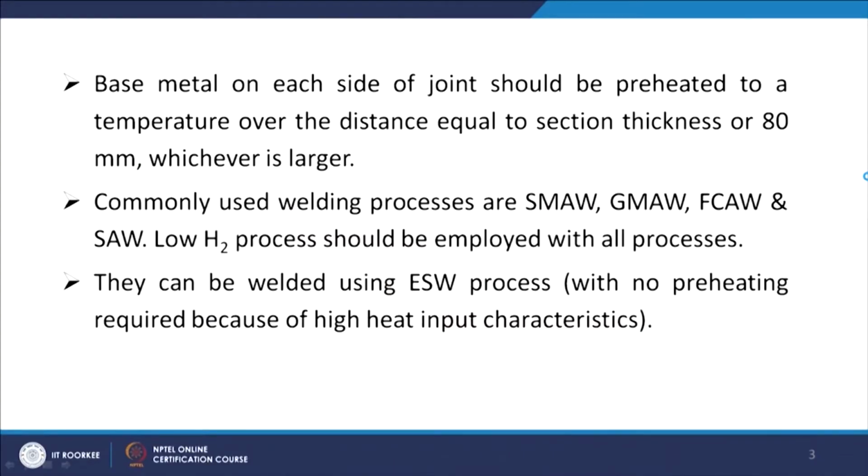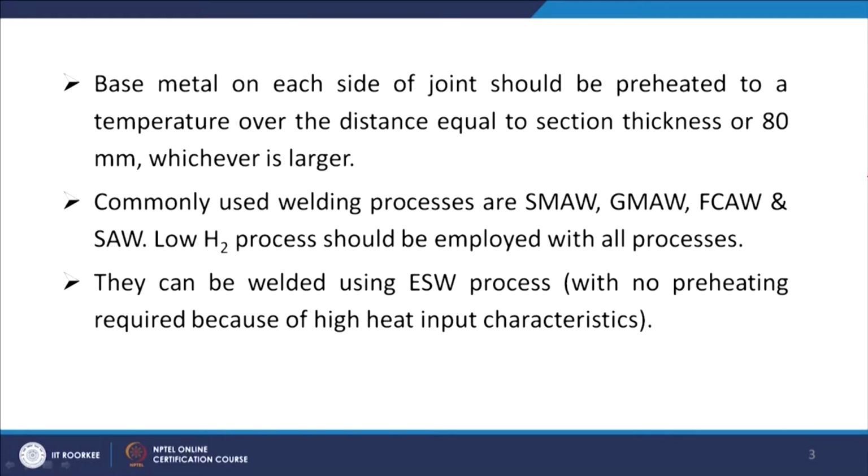Then in these cases the base metal on each side of the joint should be preheated to a temperature over a distance equal to the section thickness or 80 mm, whichever is larger. So, what we do normally is we take care that on each side of the joint a minimum of 80 millimeter or equal to the section thickness must be preheated.